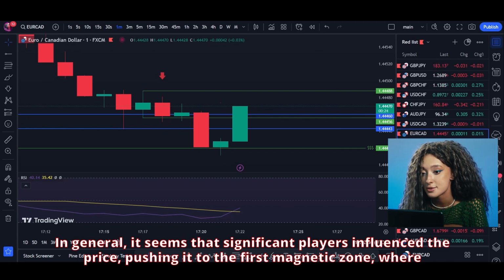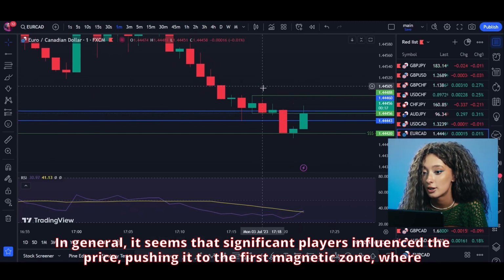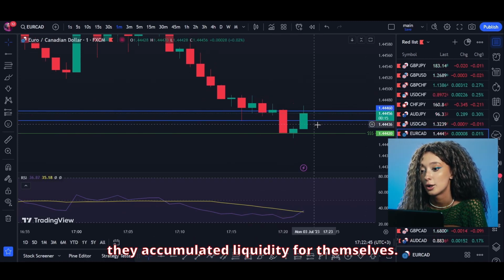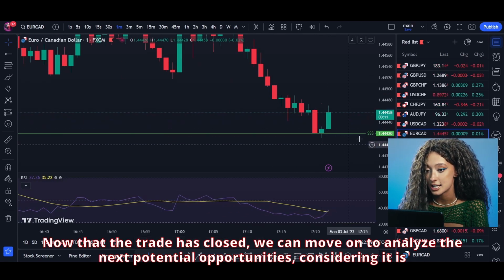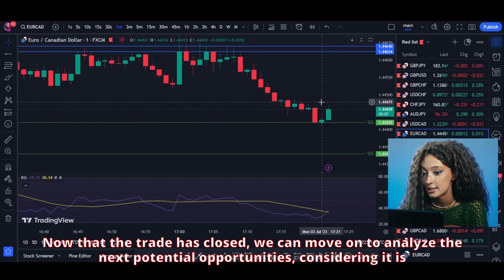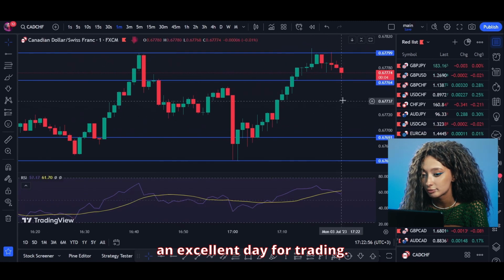In general, it seems that significant players pushed the price to the first magnetic zone where they accumulated liquidity for themselves. Now that the trade has closed, we can move on to analyze the next potential opportunities, considering it an excellent day for trading.